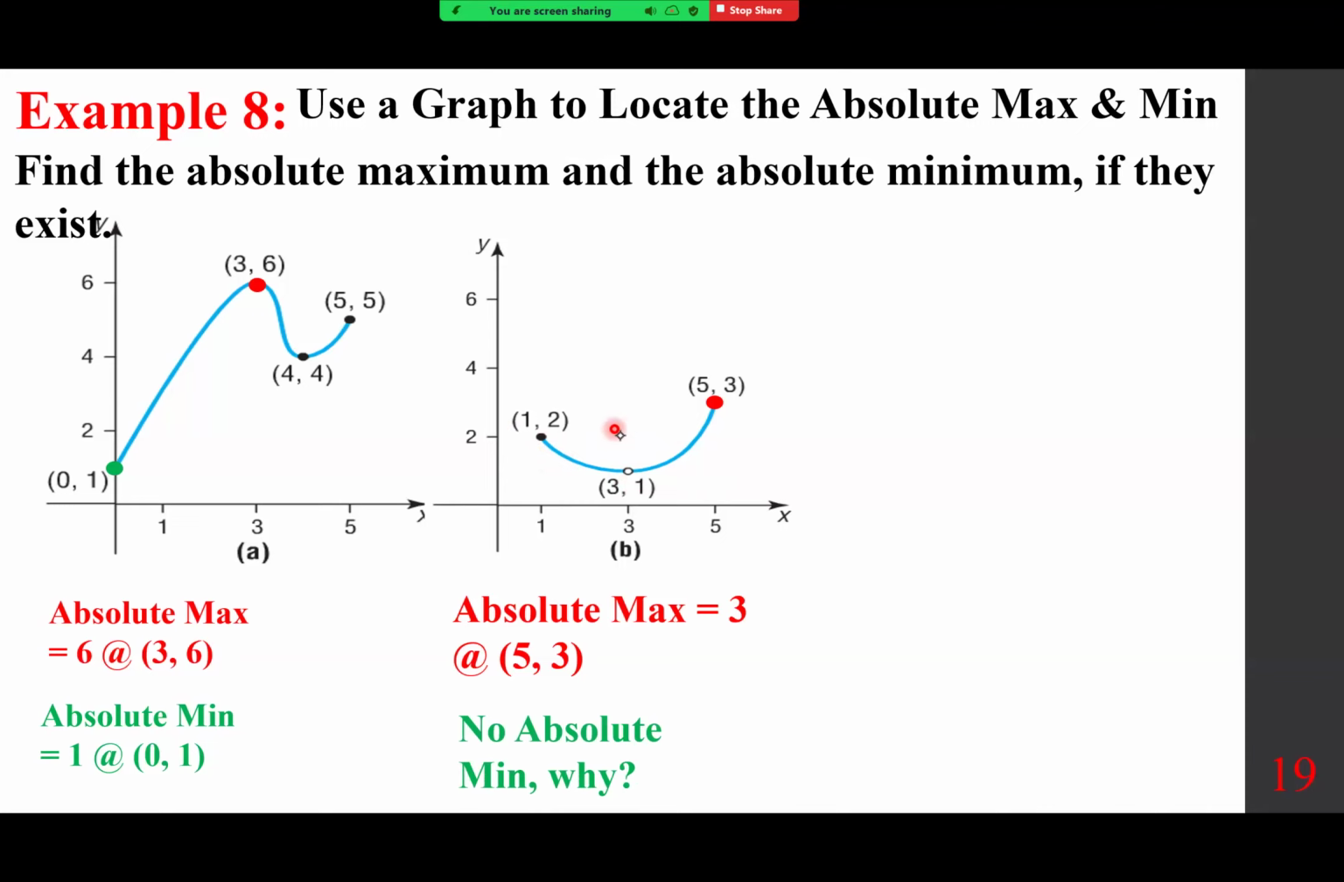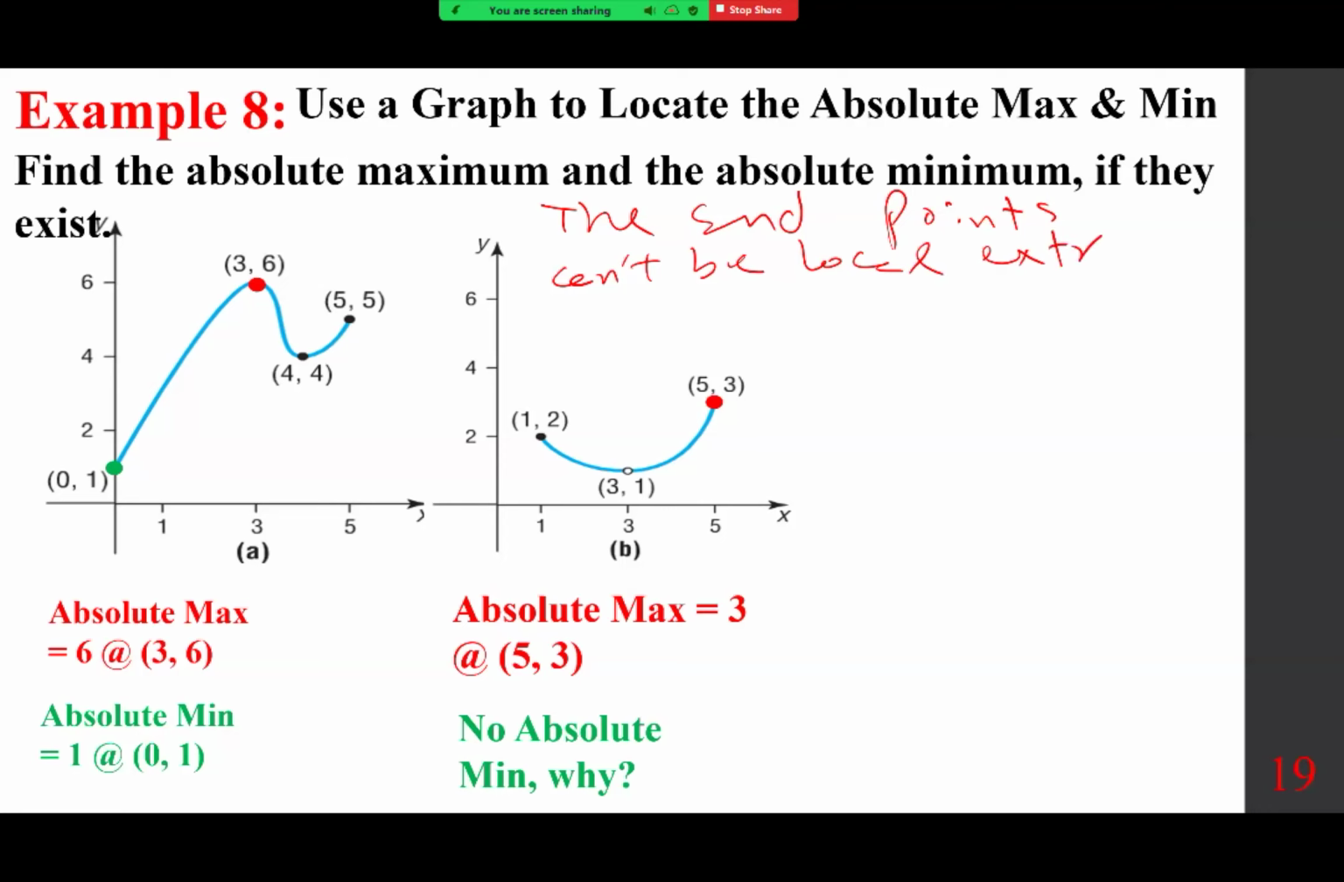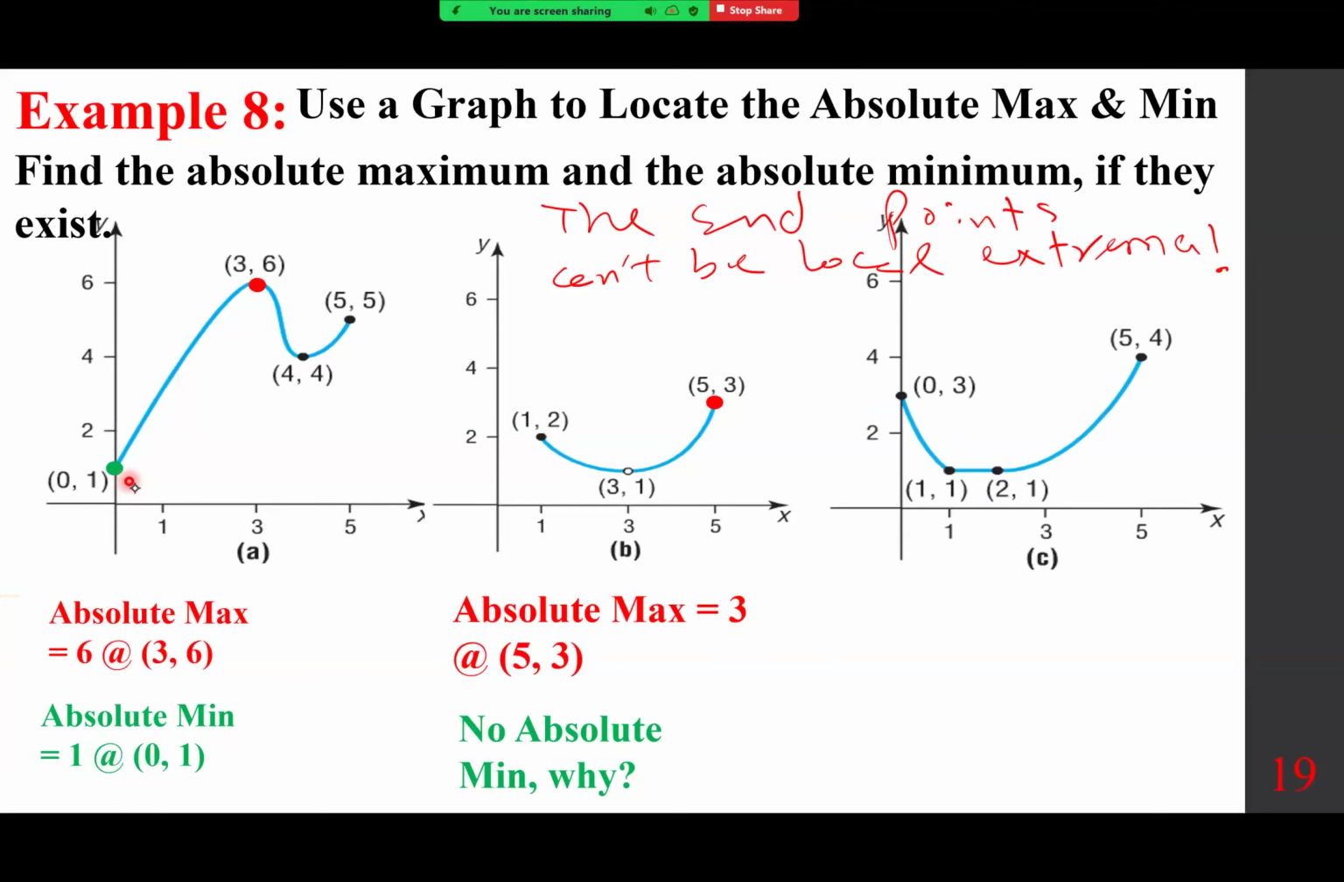Let me just write that the endpoints can't be local extrema. The endpoints may just be the absolute. As it so happened, this was an absolute max or min. If we look at this one, this is the endpoint, and there is no other point having a larger y coordinate. So the absolute max equals 4 at the pair 5 comma 4.